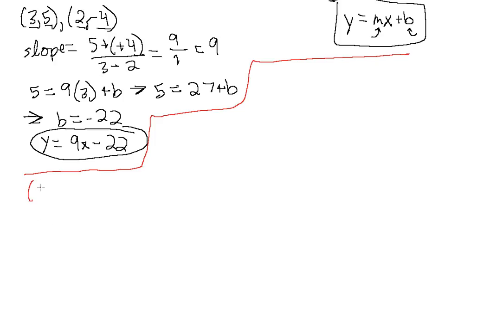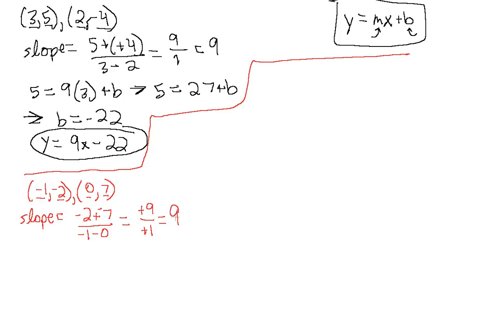All right, let's look at a few more. Let's say we have the point (-1, -2), and we also know the point (0, 7). Again, we want to find the slope. So let's find the difference in our y-coordinates, -2 - 7, and divide that by our difference in our x-coordinates, -1 - 0. Instead of subtracting, we can add a negative, so we have -9 divided by -1. These two negatives cancel, which again gives us a slope of 9.